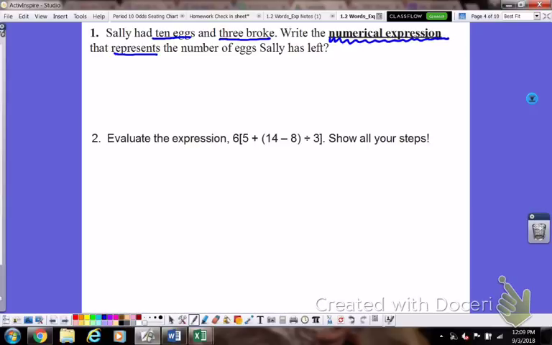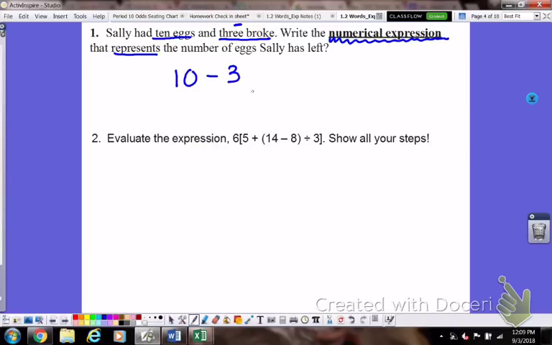So if she had 10 and 3 broke, we know that she's losing eggs, so that's subtraction. So she started with 10, subtract 3 that broke, and that would represent the number that she has left, and then you stop there. You do not have to go any further.